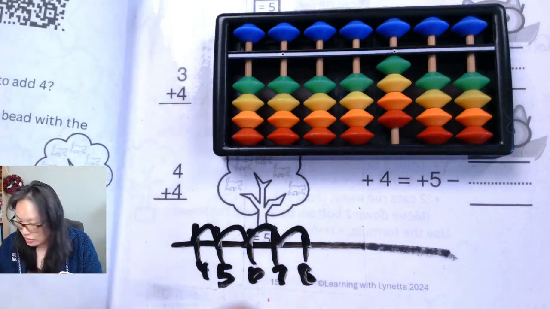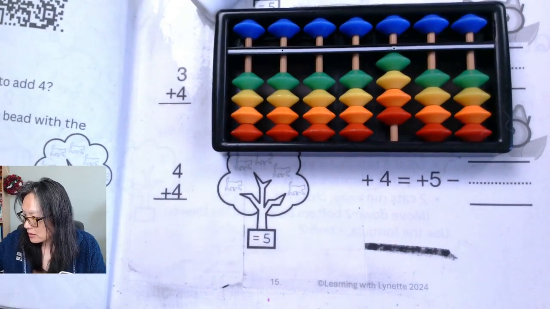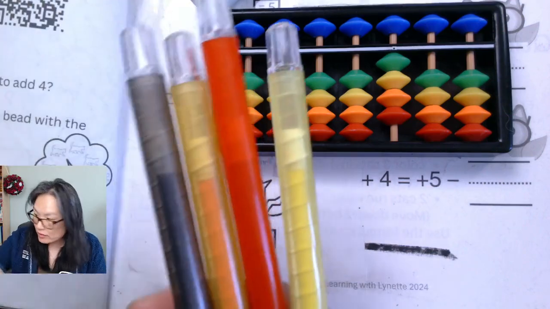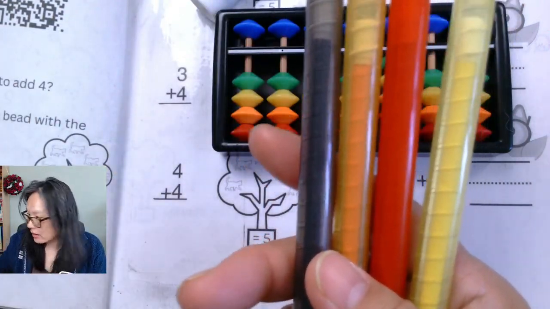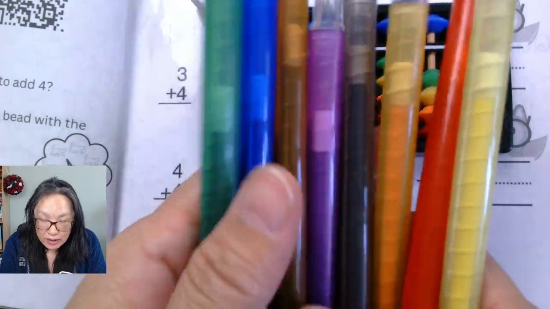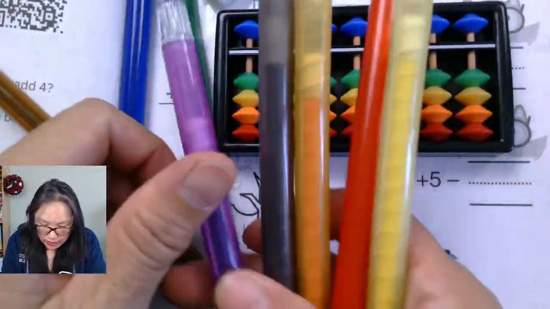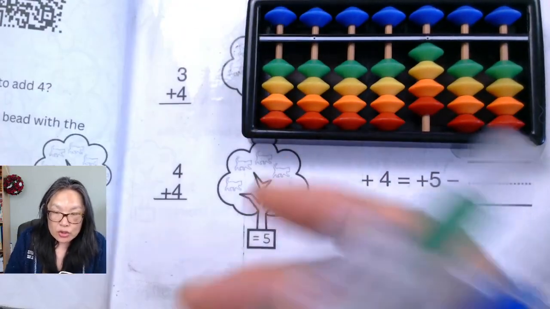What else can you do? Somebody said you could use pencils and pens. Okay, so I have 4 pencils. I want to add another 4. I have 4, 4, and then we have to count it all, right? 1, 2, 3, 4, 5, 6, 7, 8, 9. You could do that.